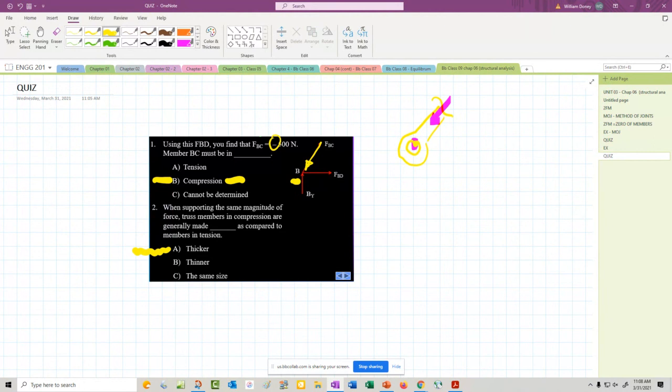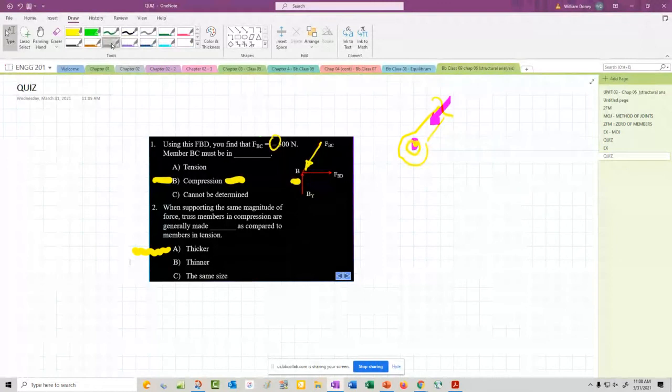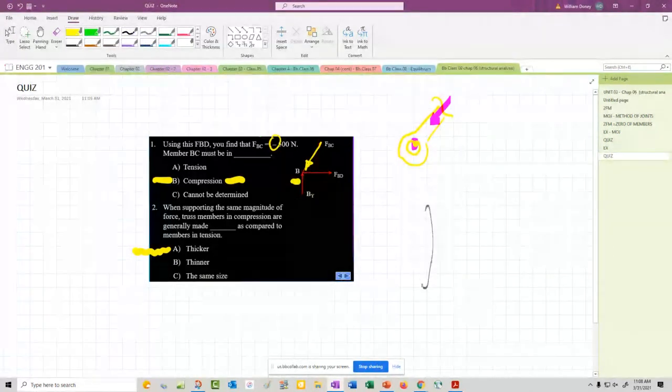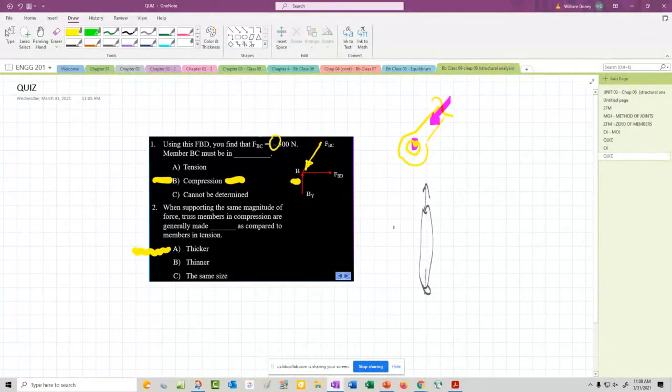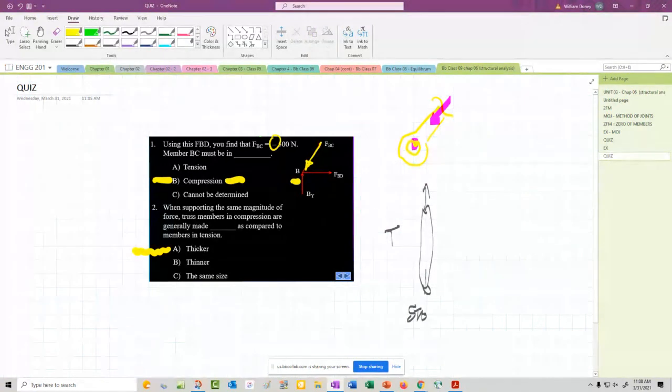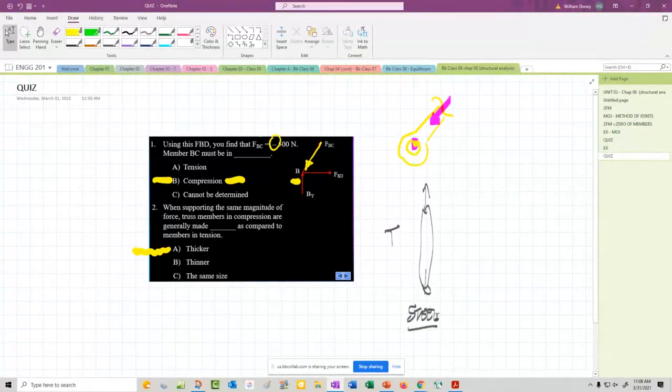Okay. Because steel, I don't know if we've already talked about this. Let me just do that quick and then we'll be done for the day. Steel is really good under tension. It's really good at being stretched. Concrete, however, is really good under compression. It has a really high compressive strength.